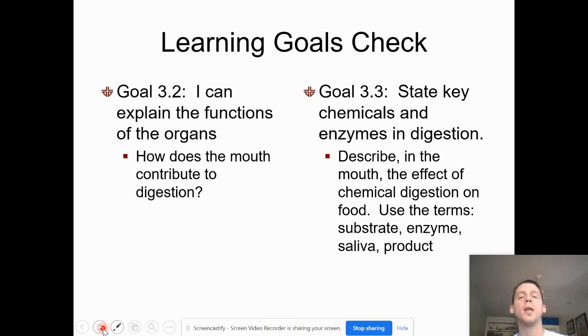So for question 1, how does the mouth contribute? You should have said something about mechanical digestion, and you should have also talked about chemical digestion of carbs. For the second question, you should have said something about how the mouth produces saliva. Saliva contains the enzyme amylase, which will use a carbohydrate substrate to break down the carb into monomers that will be the product, something like that.